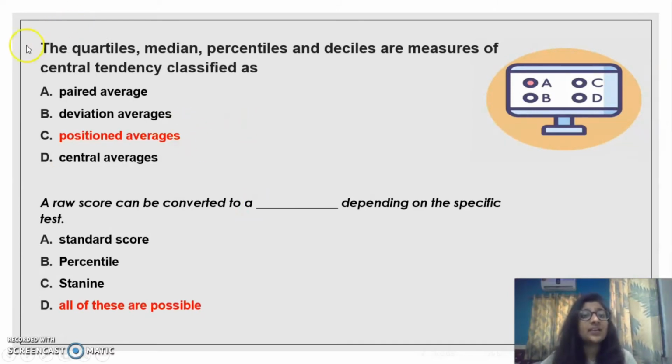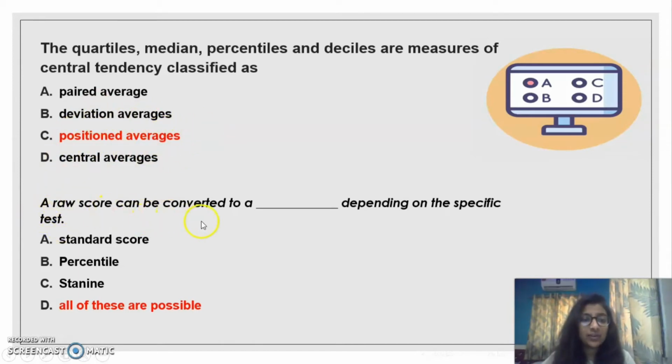Now they are asking you something which is theoretical: the quartiles, median, percentiles and deciles are all classified as positional averages under central tendency. Why? Because they particularly show us where your data lies. It is related to positions. That's why they are position averages.